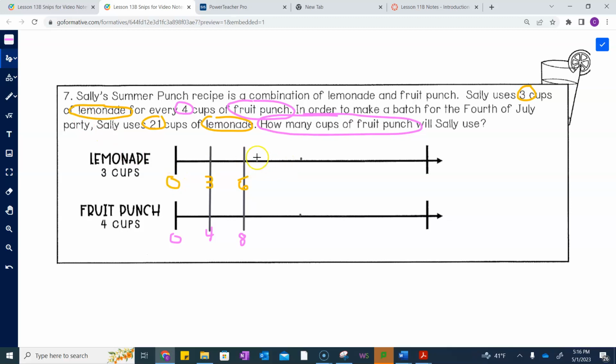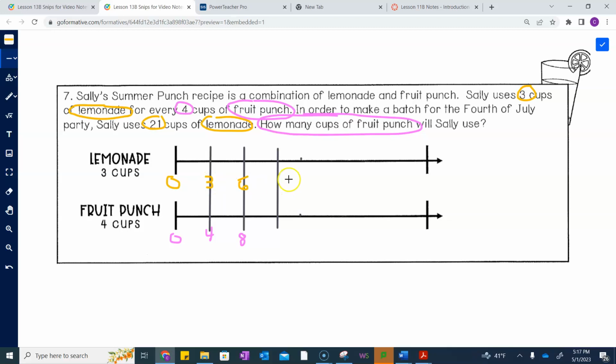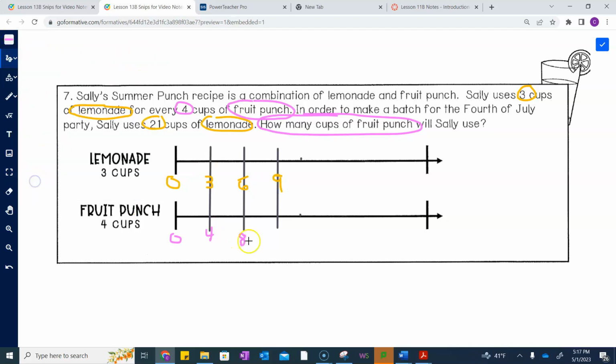Okay, if I want to up the recipe again, and I want to make 3 batches, I'll need to triple my recipe. 3 times 3 is 9. And 3 times 4 is 12. So I have 9 to 12. That's equivalent to 3 to 4.